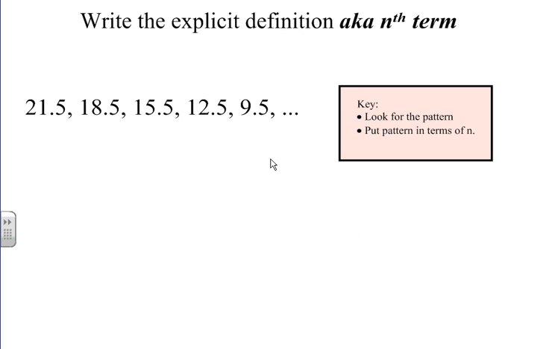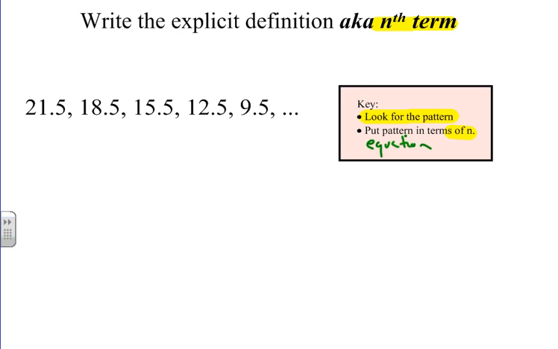All right. Well, we're going to continue talking about how to define nth terms of sequences. Now, there are many different ways of finding nth terms. Basically, the key to finding nth terms is you look for patterns, and then you want to put this pattern in terms of n. So you want to create an equation in terms of n. That's what it means to find an explicit definition or nth term.